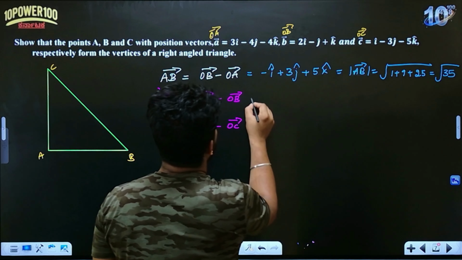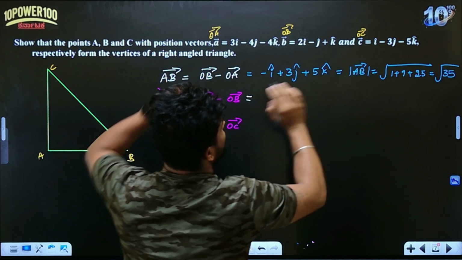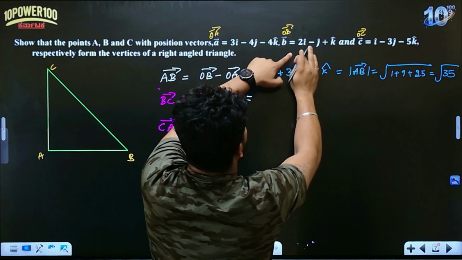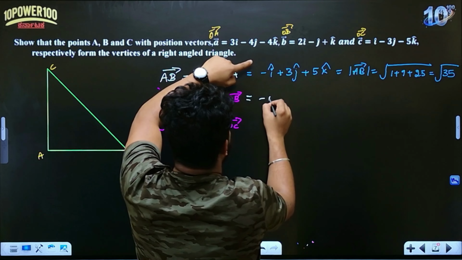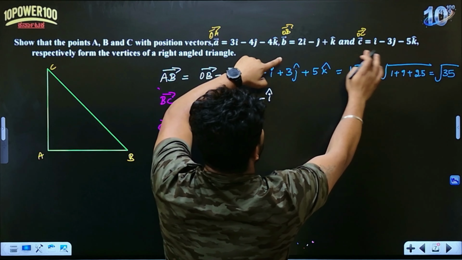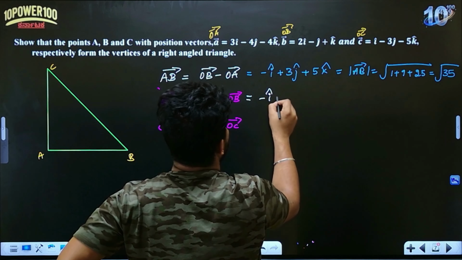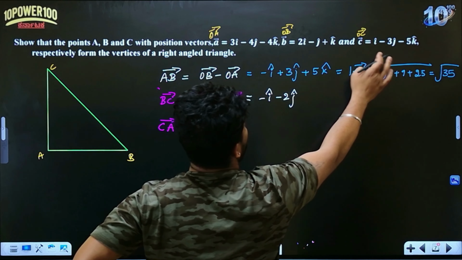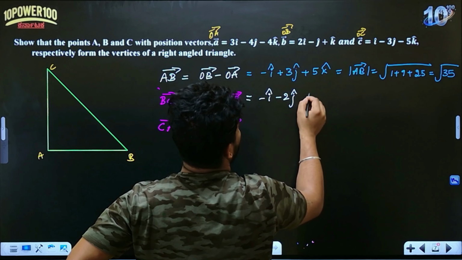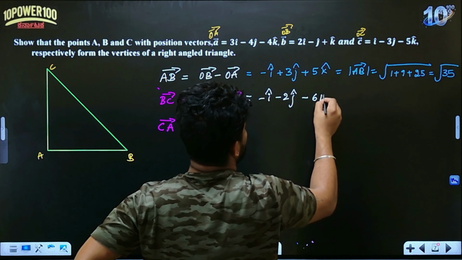OK, so we take OC minus OB, that is this minus this. So I minus 2i, that is OC minus, yeah, so it is minus i cap. Next, 3 minus 3 plus 1, minus 3 plus 1 is minus 2j cap. Next, minus 5 minus minus 1, yeah, so it is minus 6k cap.